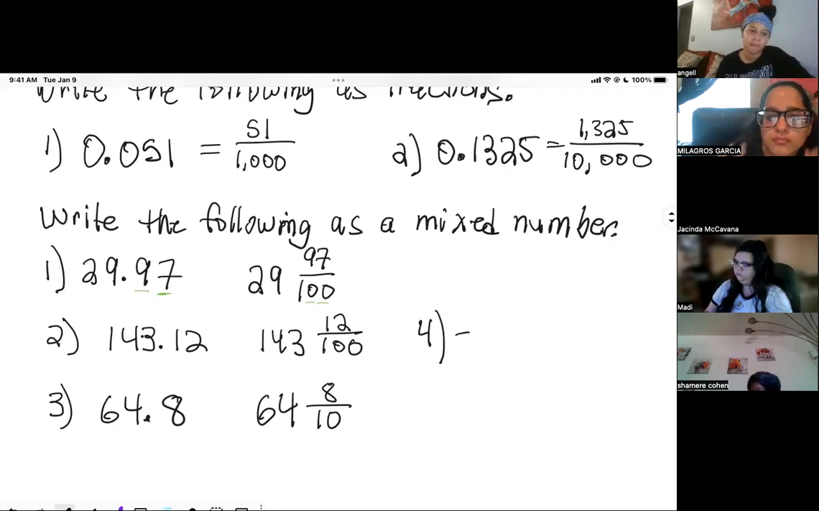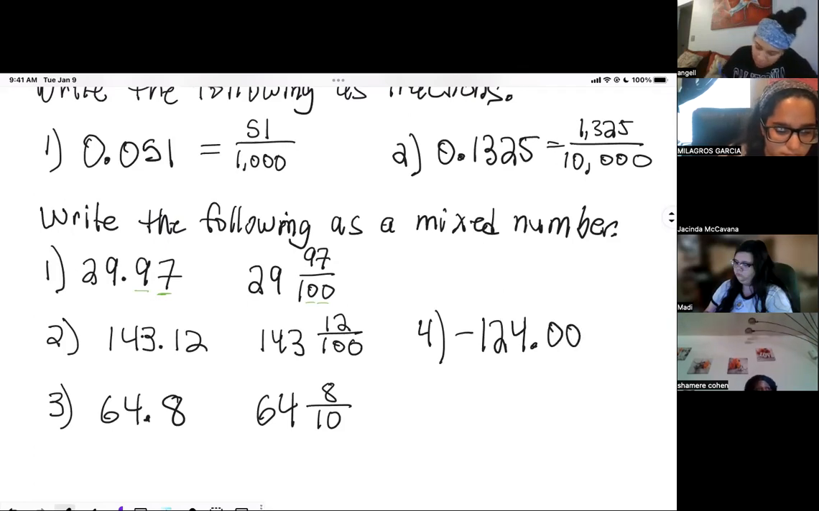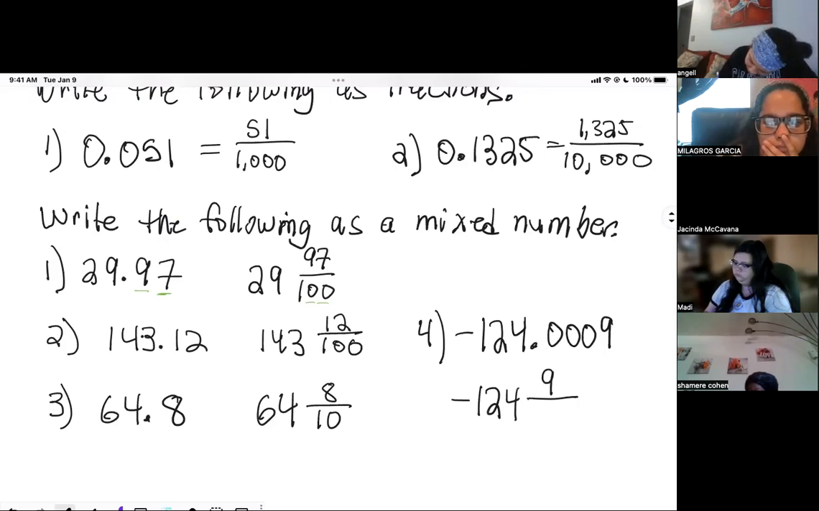So like negative 124.0009, something like that. It's the same thing. It's just instead of 124, it's negative 124. That's your whole. And then 9 over 1, 2, 3, 4, 1 and 4 zeros. 1, 2, 3, 4, 1 over 10,000. So negative 124 and 9 over 10,000.